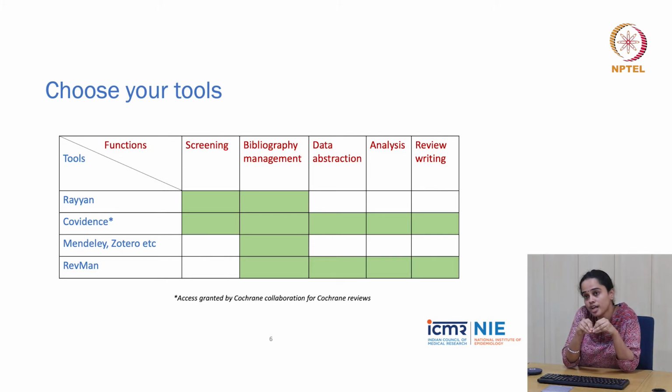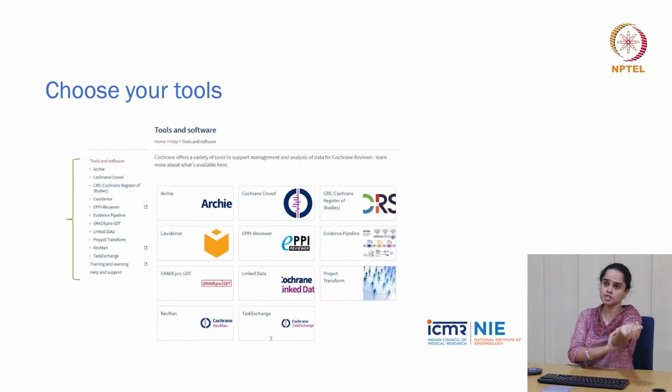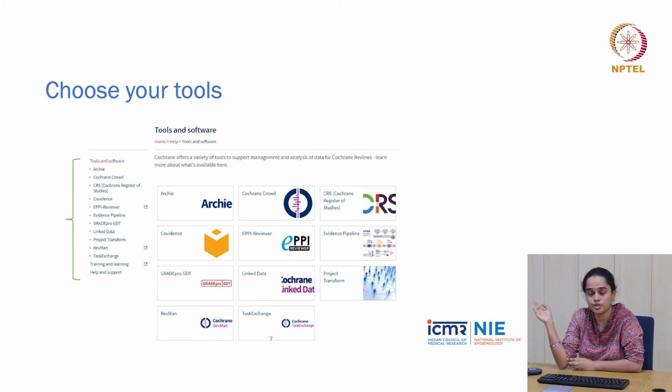So I am reiterating the fact, please choose your tool. You cannot proceed to perform a systematic review without choosing your tools, and most of these, at least other than Covidence, if you're doing Cochrane, it is free. The others are all open access. So this is a screenshot from the Cochrane website where they give something called a toolkit.